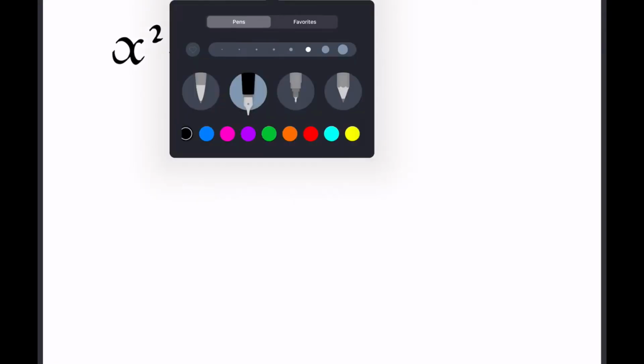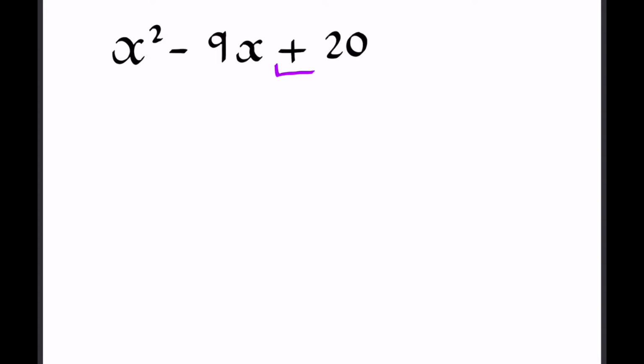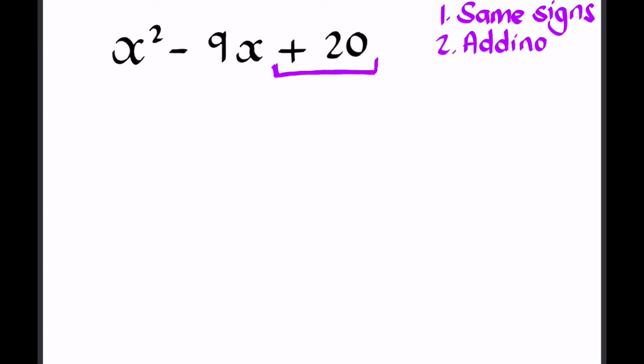If I have x squared minus 9x plus 20, I'm going to factorize this trinomial. So what I'm going to do is I'm going to look at my third term. My third term is a positive, so that tells me two things. It tells me that I'm going to have the same signs and that I'm adding. What am I adding? I'm adding the factors of 20 to give me my middle term, which is a 9.